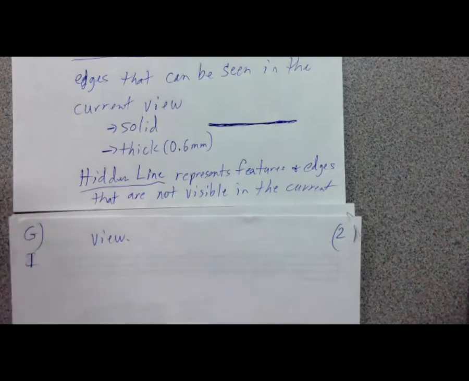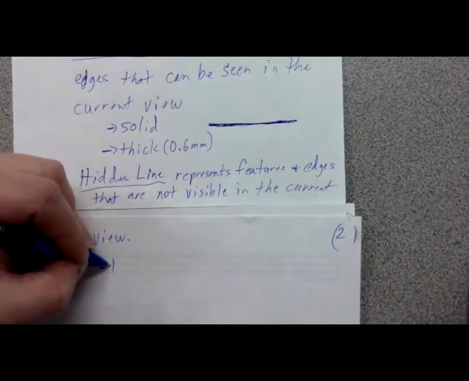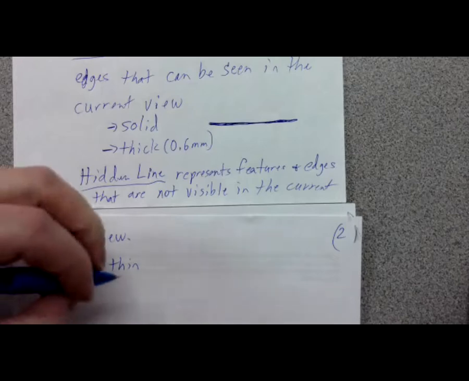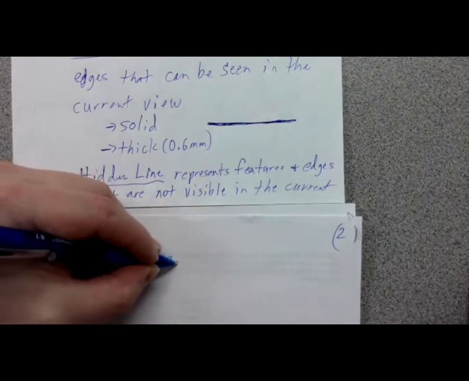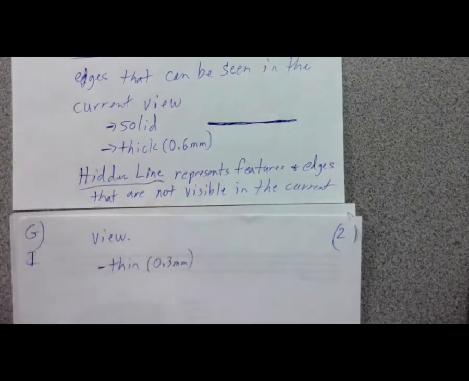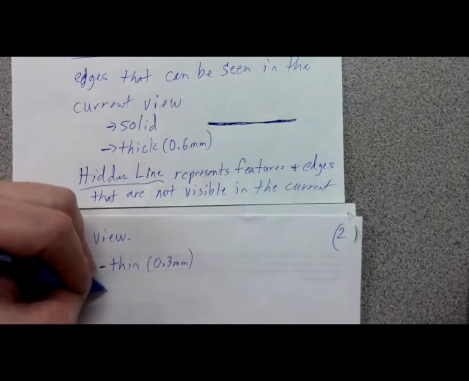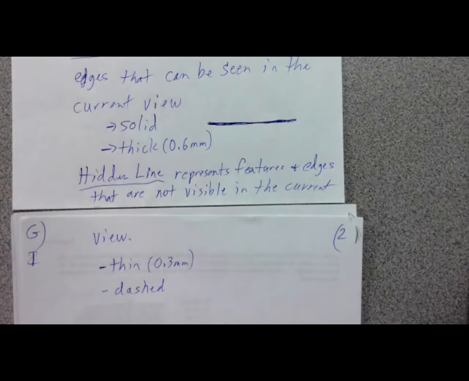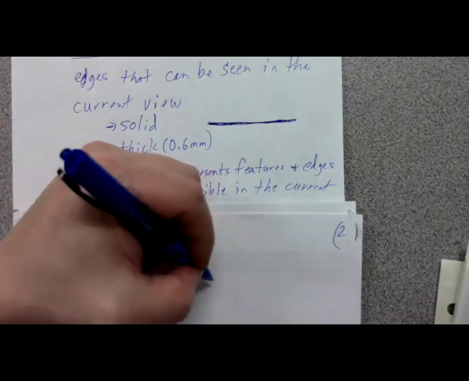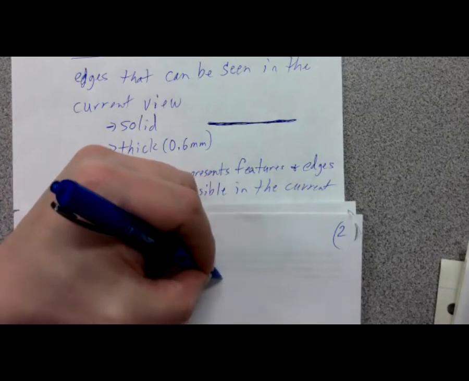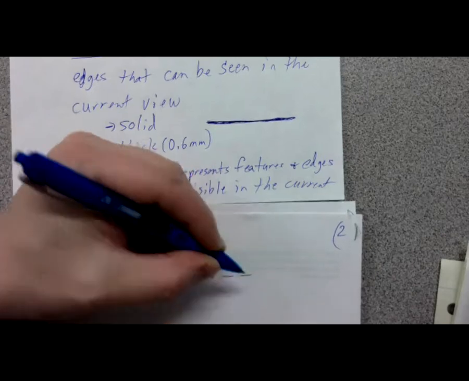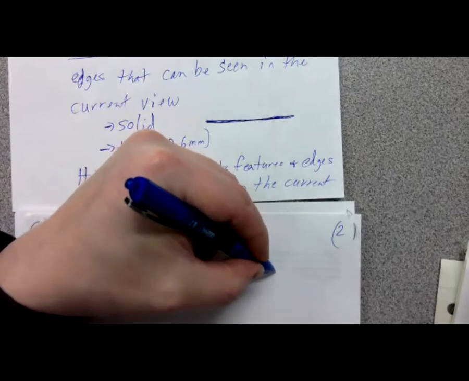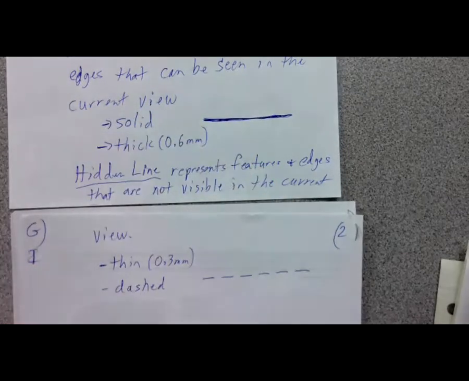All right. The hidden lines are thin lines. And again, that is 0.3 millimeters nominally. Just make sure it's thinner than a thick line. And these are dashed or dotted. So a hidden line, and again, I'm just going to make a single pass. There, it is a repeating short dash. Okay, it's a repeating short dash.